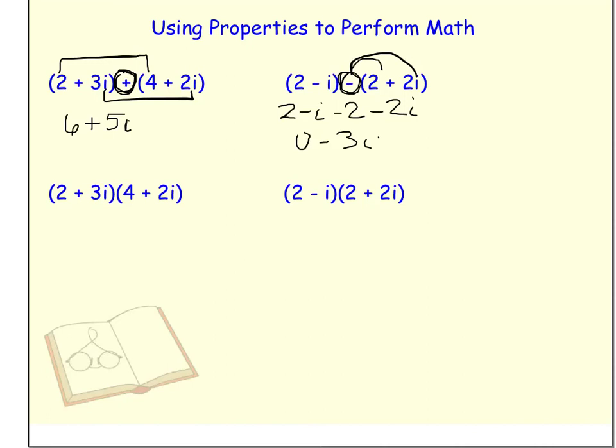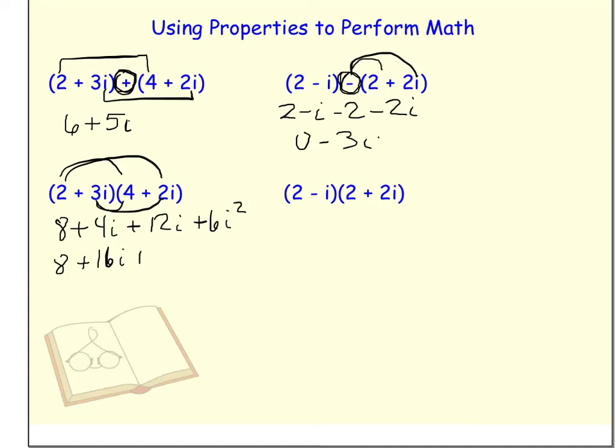Here we have 2 plus 3i times 4 plus 2i. Now, there's no plus or minus in the middle, so we are going to FOIL these out. So 2 times 4 is 8. 2 times 2i is 4i. 3i times 4 is 12i. And 3i times 2i is 6i squared. Combining like terms, we get 8 plus 16i plus, and remember i squared is negative 1. So 6 times negative 1 is negative 6. And 8 minus 6, combining terms again, is 2 plus 16i.